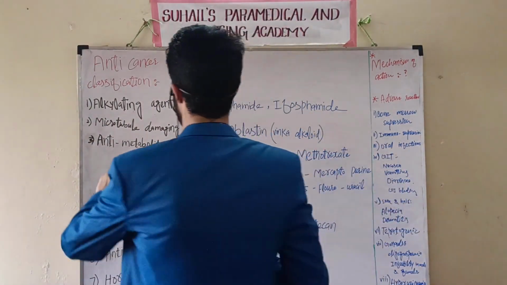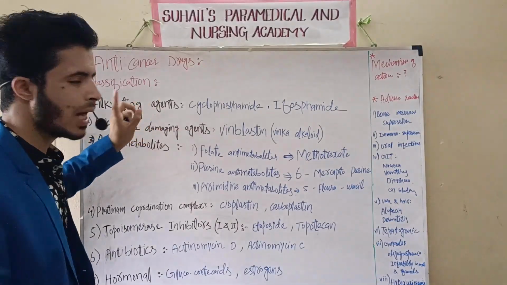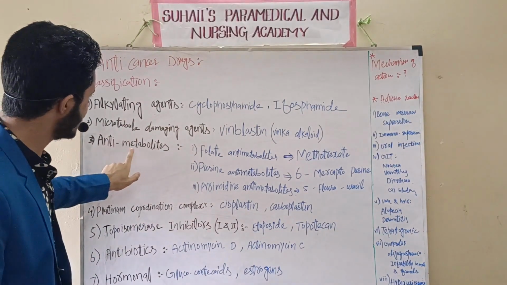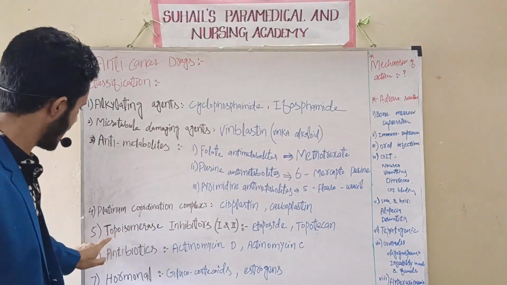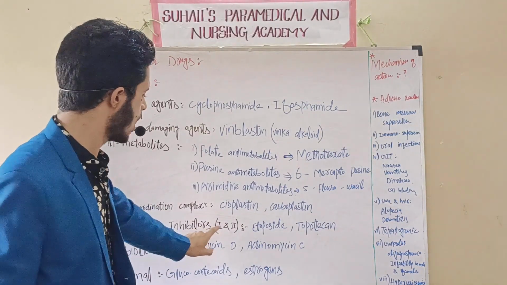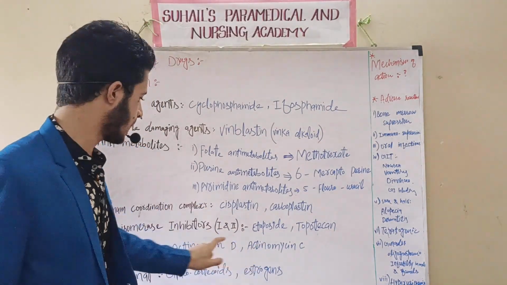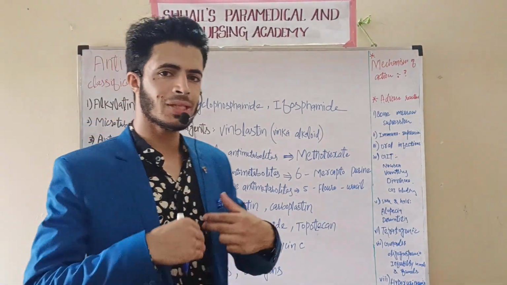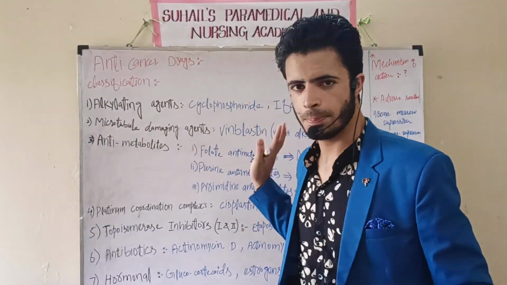In the classification, the first is alkylating agents. Second is microtubule damaging agents. Third is antimetabolites. The fourth is platinum coordination complexes. Another is topoisomerase inhibitors. There are two types of topoisomerase inhibitors: topoisomerase inhibitor first and topoisomerase inhibitor second. Another is antibiotics, and then hormones. There are some miscellaneous also, which I have not included. This is a simple classification.